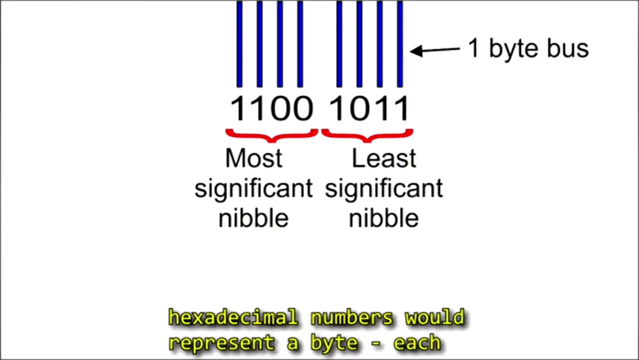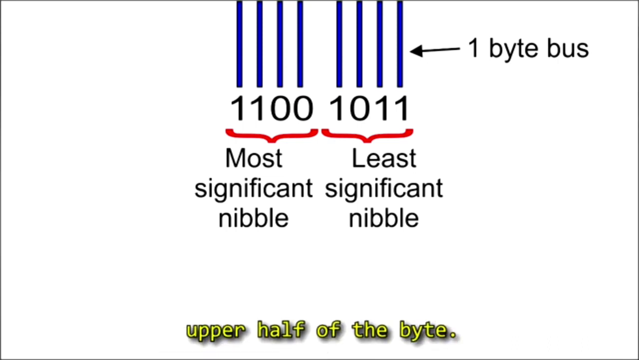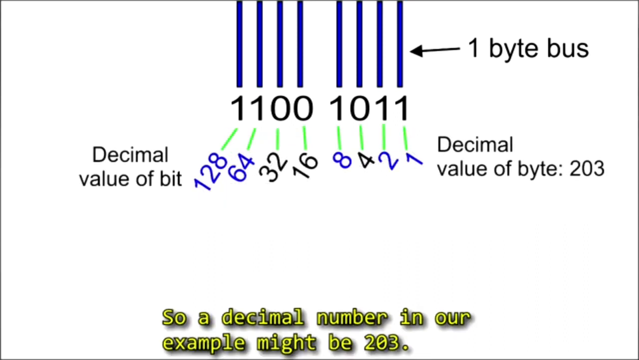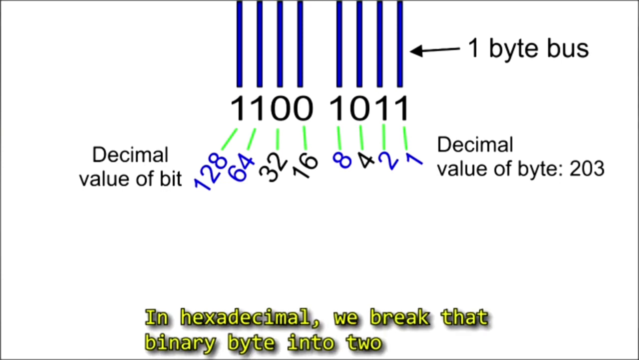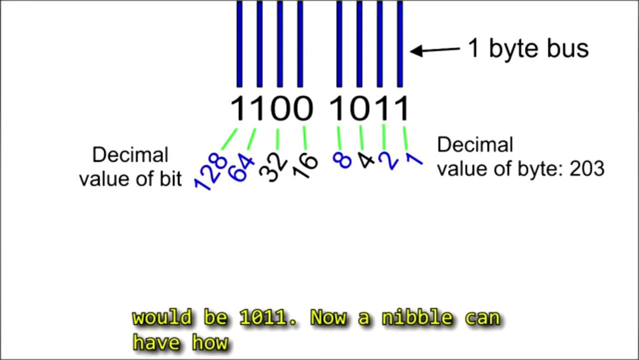So two hexadecimal numbers would represent a byte, each hex number representing the lower half and the upper half of the byte. So a decimal number in our example might be 203. In binary, that would be 128 plus 64 plus 8 plus 2 plus 1. In hexadecimal, we break that binary byte into two nibbles. The first one will be 1100. The second will be 1011.